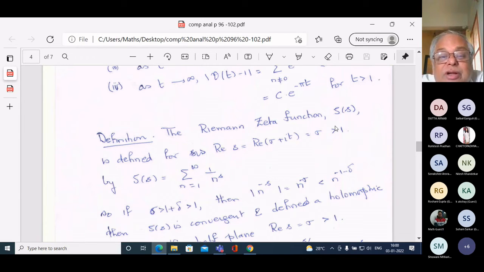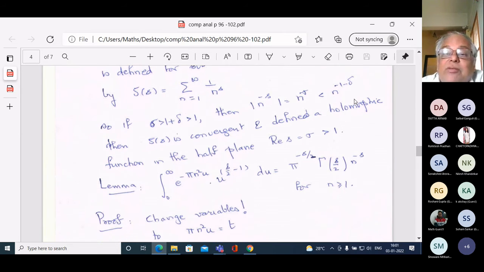So sigma is greater than 1. I want it to be bounded away from 1. The trouble is that 1 over n to the power 1 does not converge. Whereas if you are away from 1, so if s is greater than 1 plus delta, where delta is greater than 0, so it's far away from 1, at least at a distance delta from 1, then n to the minus s is less than n to the minus 1 minus delta, and therefore it is convergent uniformly and defines a holomorphic function for real part of s equal to sigma.